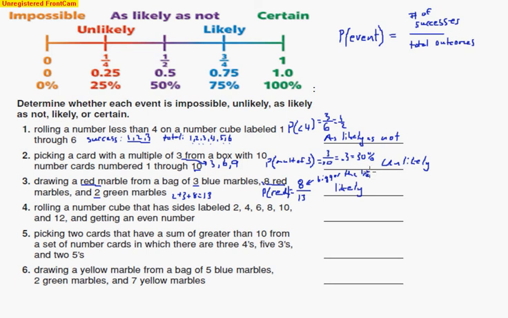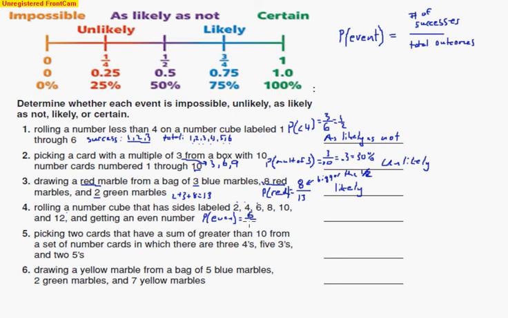Well, let's take a look at the next one. Rolling a number cube that has sides labeled 2, 4, 6, 8, 10, and 12, and we want to get an even number. So the probability of an even number. Well, in our case, every one is even: 2, 4, 6, 8, 10, 12. There are 6 even numbers, so there's 6 possible events that could occur.